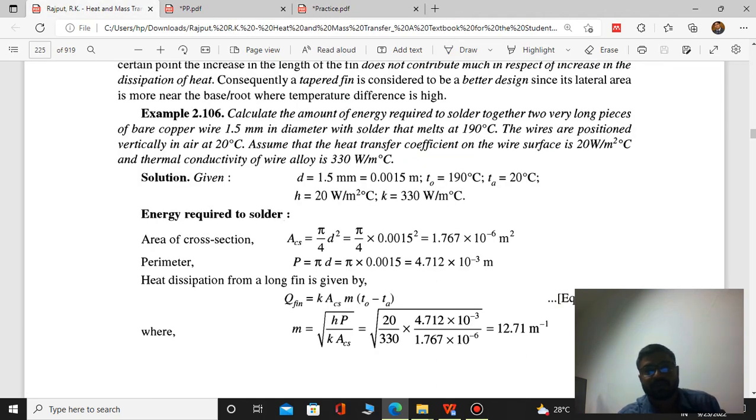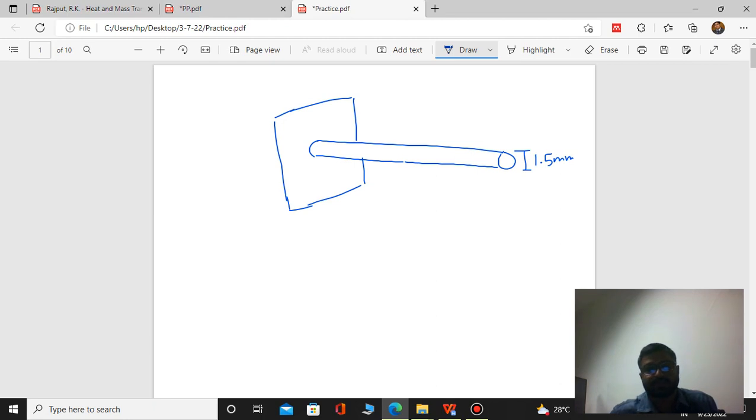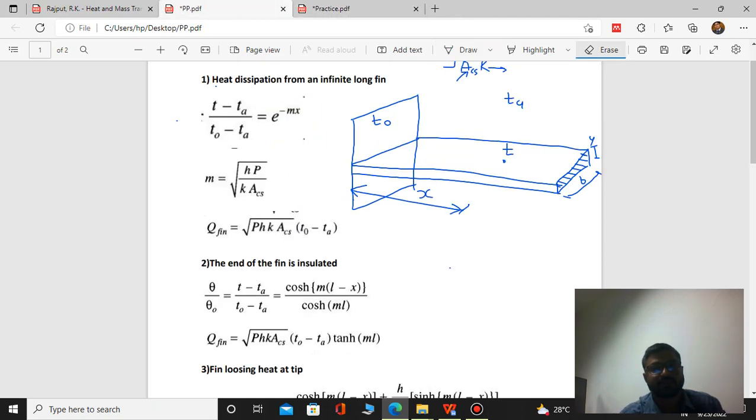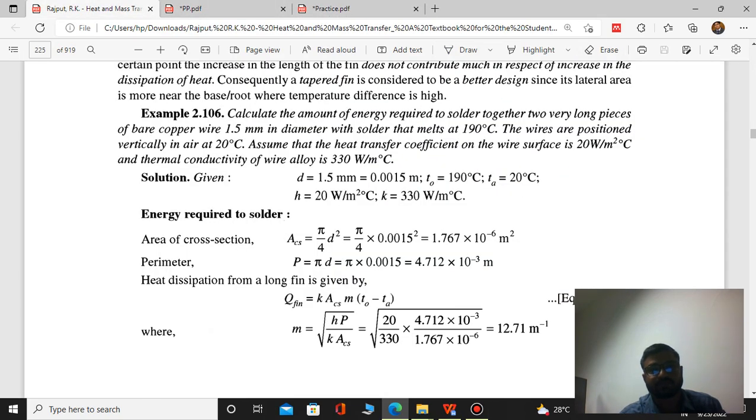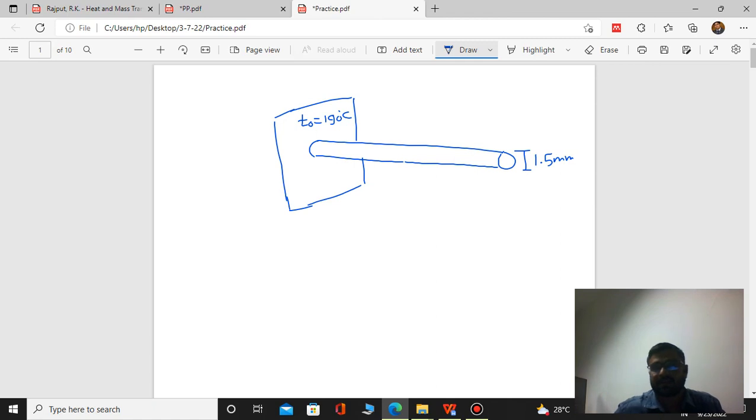With solder that melts at 190 degree centigrade. So 190 means which temperature? It is a temperature given, 190 degree centigrade. Then after, the wires are positioned vertically in air at 20 degree centigrade. Air temperature is also given. What is the air temperature? 20 degree centigrade.